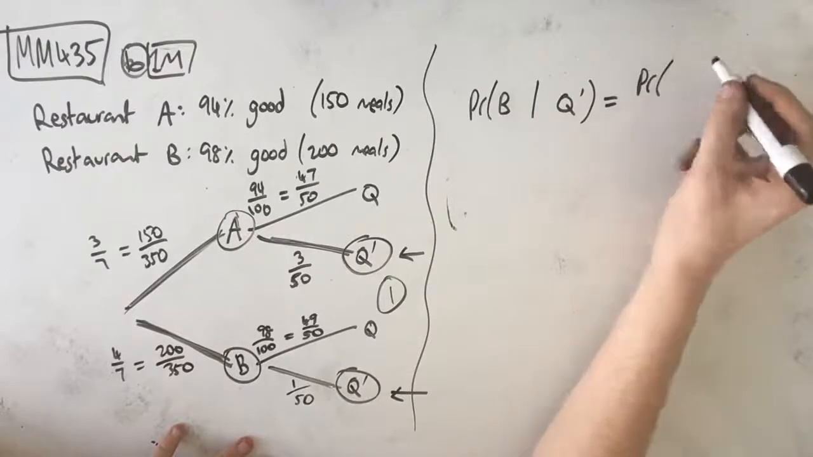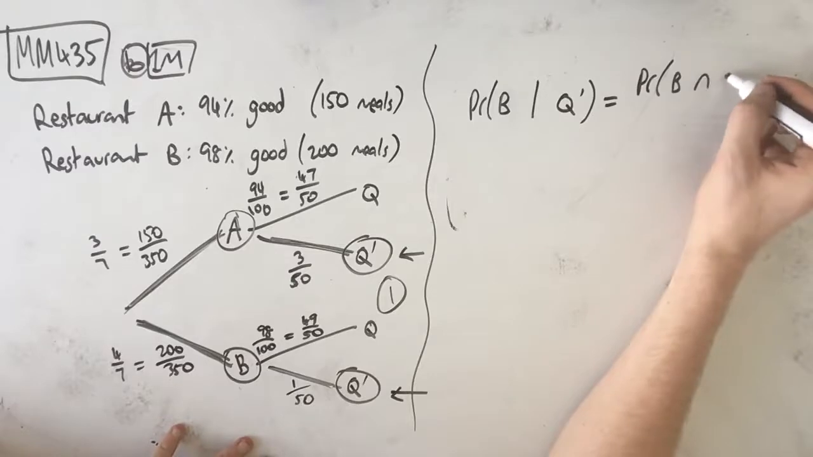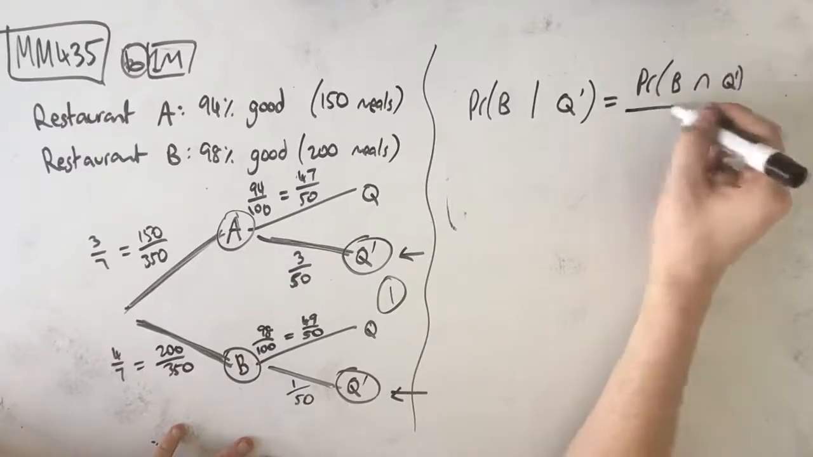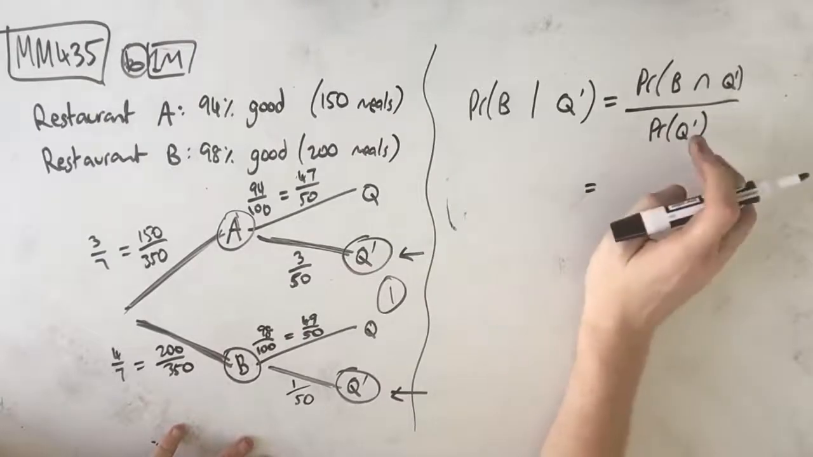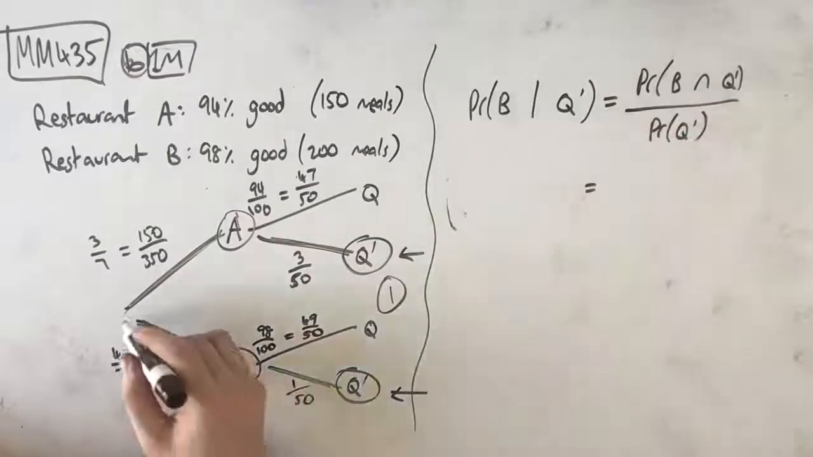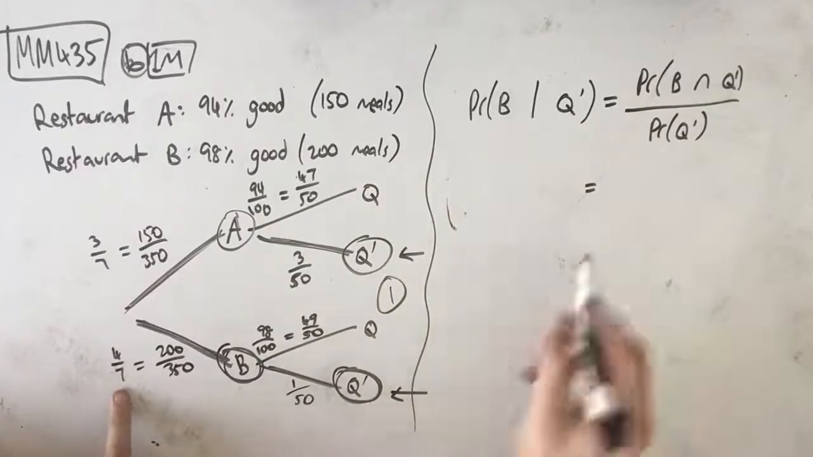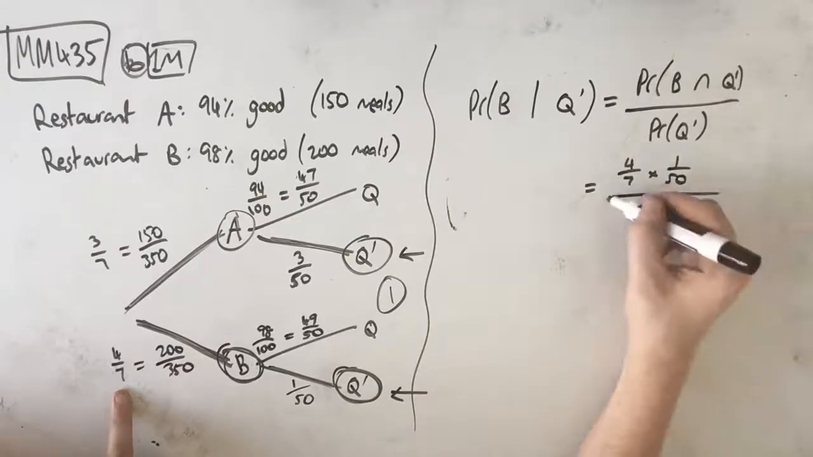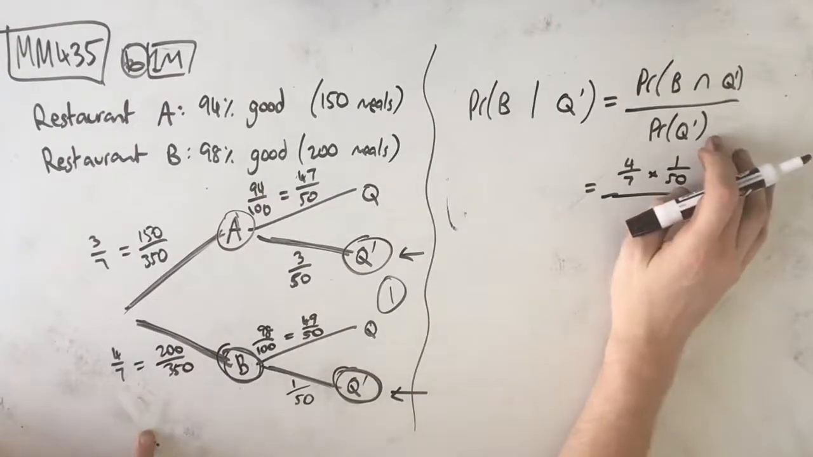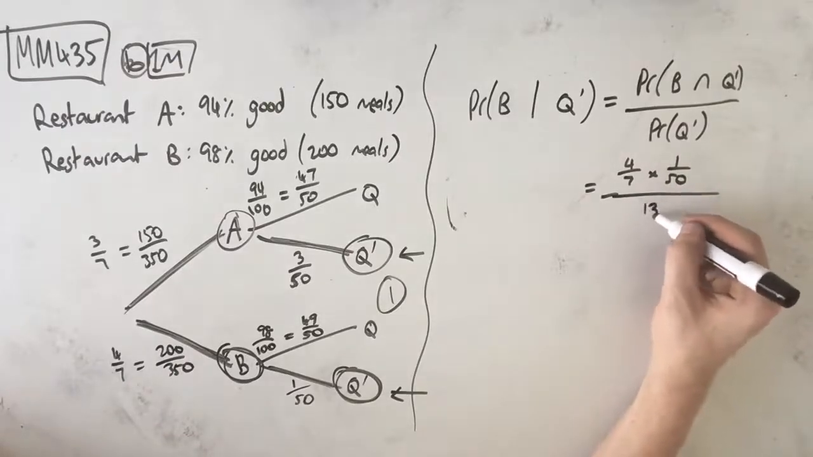So according to our conditional probability formula, probability of B given not Q is the same as the probability of B intersect not Q over the probability of not Q. The intersect of B and not Q is B here and not Q. Okay, so we multiply these two together to get that. So we get 4 on 7 times 1 on 50. That's our intersect. Over the probability that's not good quality, which in the previous question we found to be 13 on 350, right?